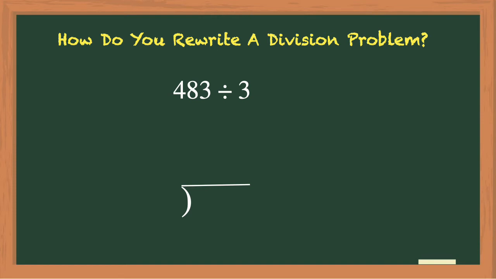To answer this question, we need to look at the parts of this expression. The first number here of 483 is called the dividend. The dividend is that something that is being divided up, like maybe you have $483 that you want to divide up equally. Dividends are always placed inside the long division box.